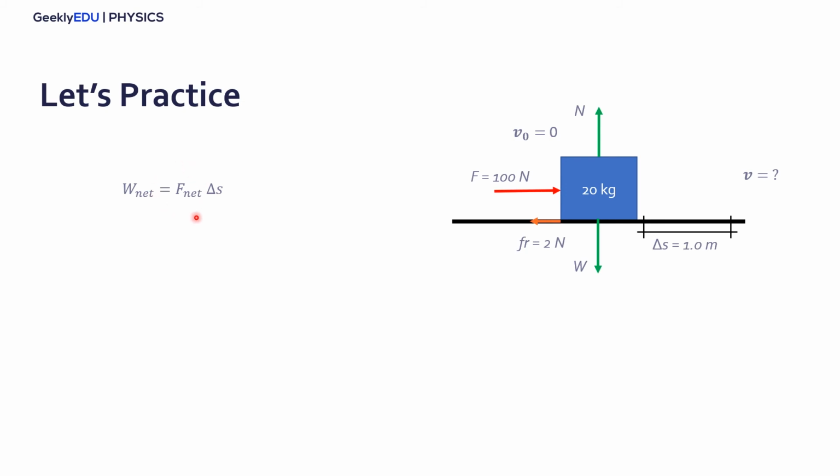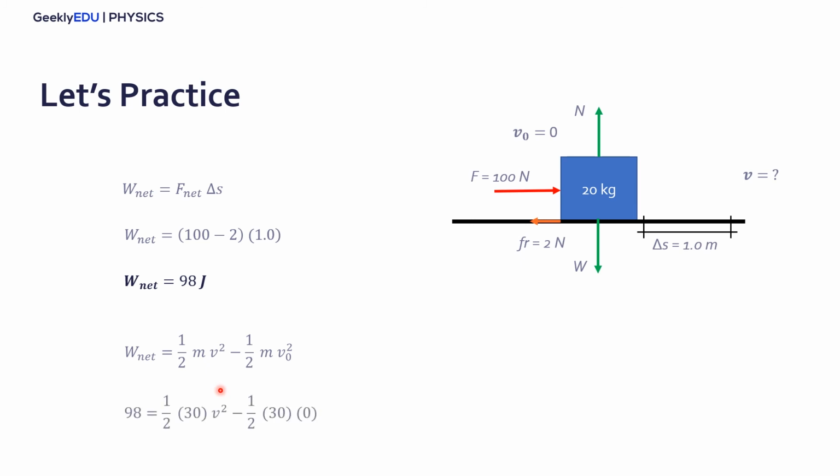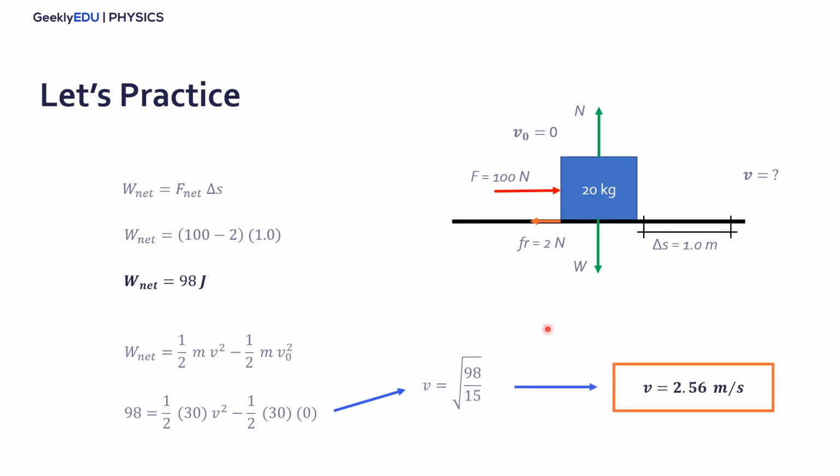We can just use the net work formula to find the work first. Our net force is the 100 newtons minus the 2 newtons of friction force, and the displacement is 1 meter. It gives us a net work of 98 joules. From here we can apply the work energy theorem, relating the net work with the kinetic energy. We have everything we need: V0 is 0, we have the mass and we have the net work. We can just isolate V and find that the final velocity is 2.56 meters per second.